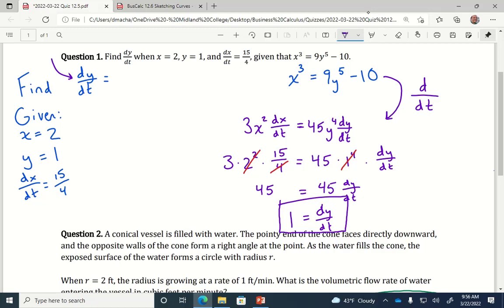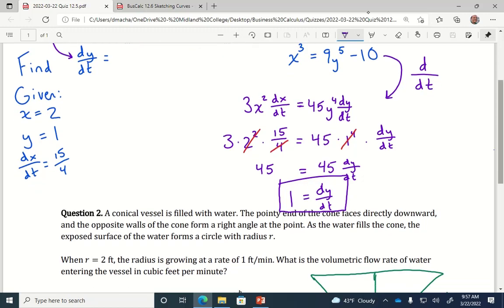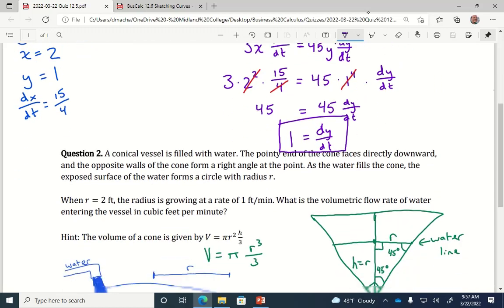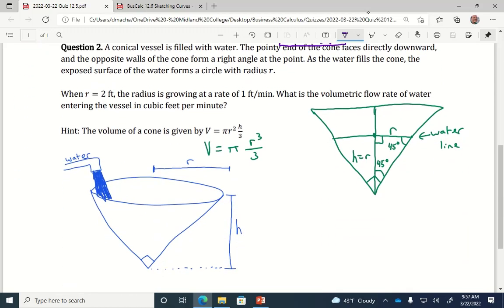Any questions about how we did question 1 here? Okay. So moving on to question 2.